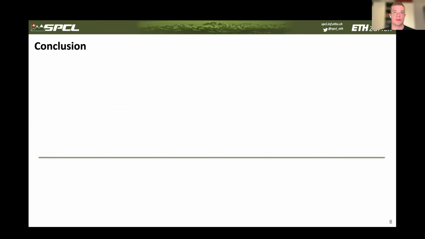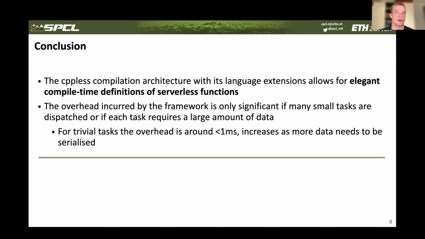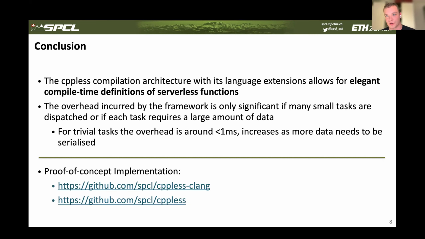To conclude, the Cppless compilation architecture with its language extensions allows for elegant compile time definitions of serverless functions. And the overhead incurred by the framework is only significant if many small tasks or large amounts of data have to be transmitted. For small trivial tasks, the overhead is around 1 millisecond and increases when more data needs to be serialized. That was it already from my small demo today.